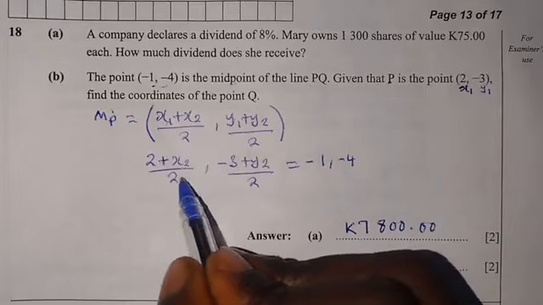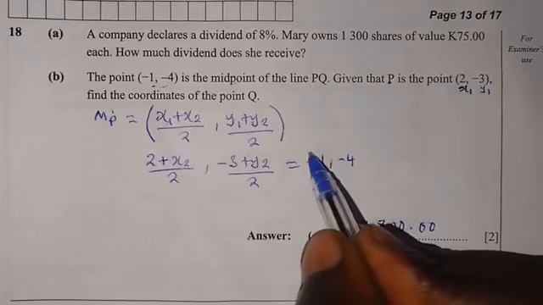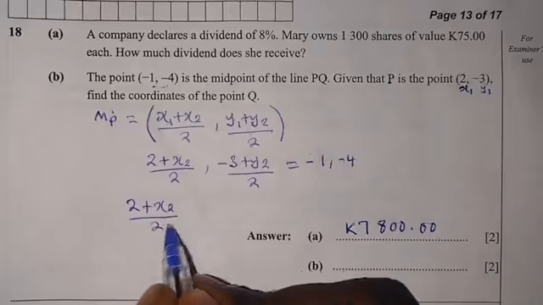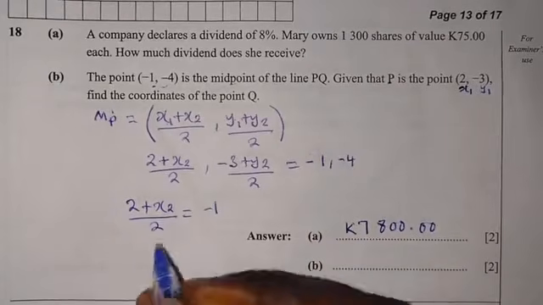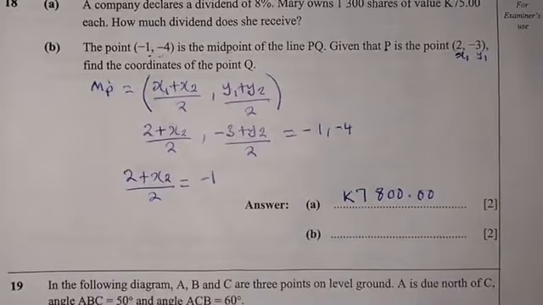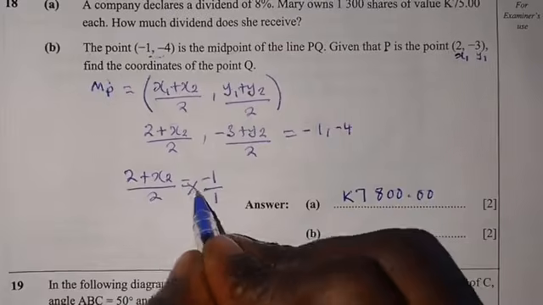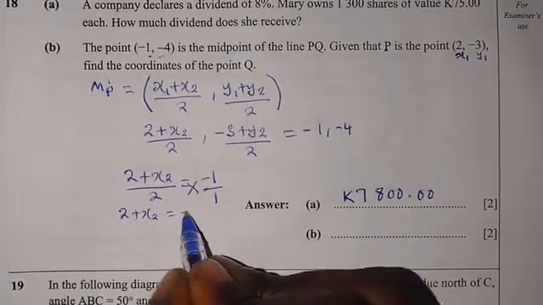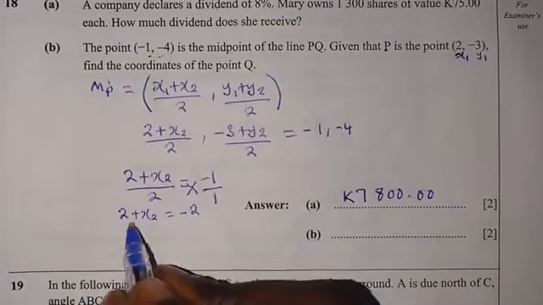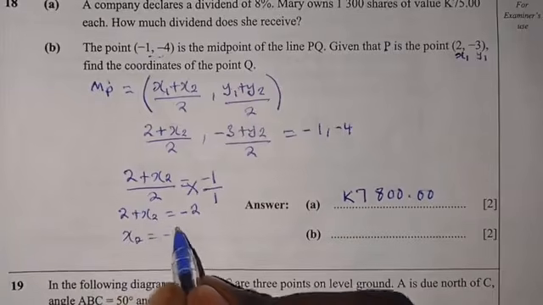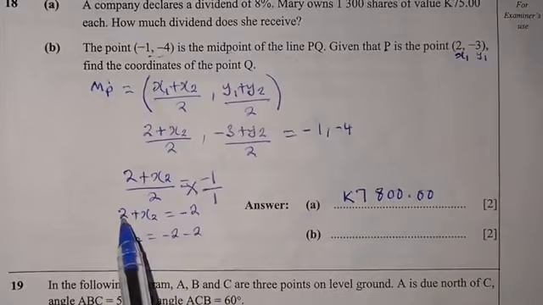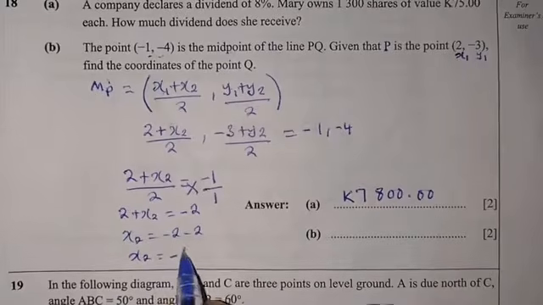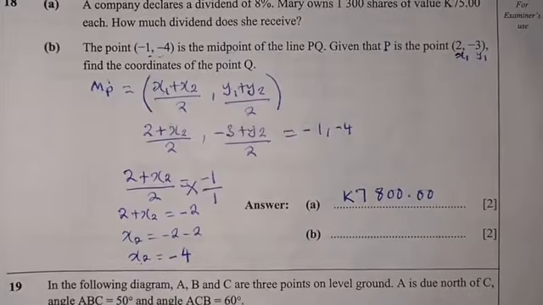So here is just a matter of equating. This one you equate it with the x coordinate here, so you write 2 plus x2 over 2 is equal to -1. So now you can solve here. So divide by 1, cross multiply, you are going to get 2 plus x2 is equal to 2 times -1, which is -2. So here you get x2 is equal to -2 minus 2. So this is a +2 to go to the right hand side. So our x2 will be equal to -4. So we have found the x2 coordinate.